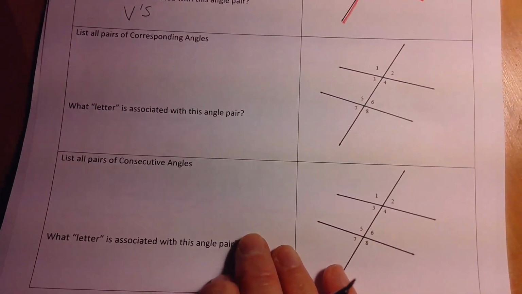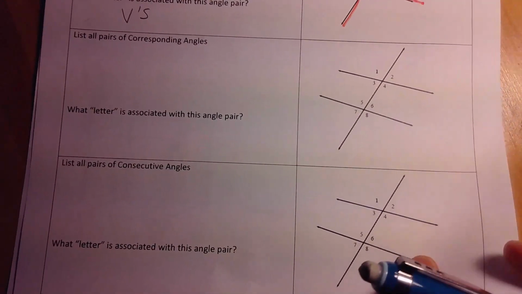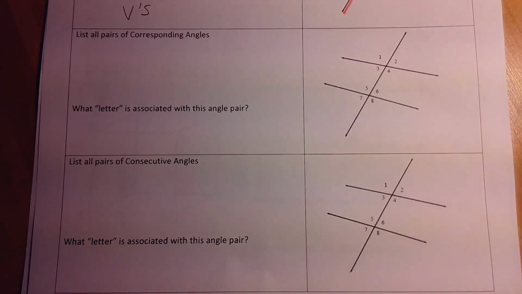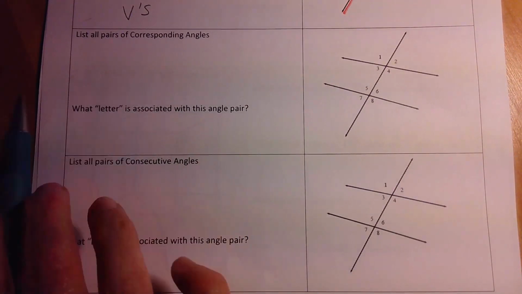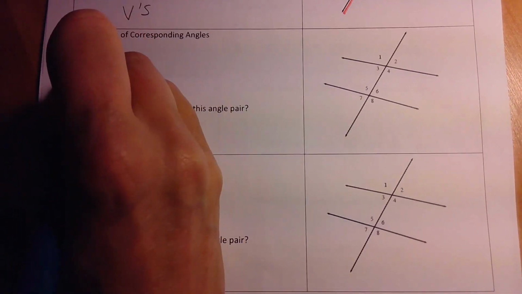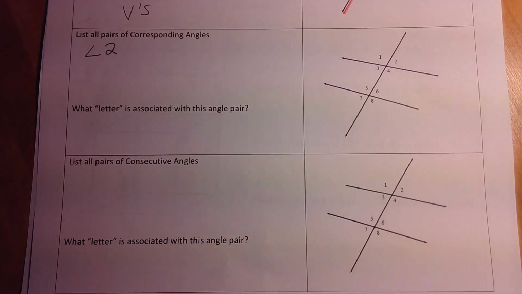All right, corresponding angles. This is the one where there's 4 pairs of corresponding angles. So corresponding angles are the angle pair where there's 1 interior, 1 exterior on the same side of the transversal. You can write that out in words. I think I won't write it though. 1 interior, 1 exterior, same side of the transversal. So just pick any angle to start with.